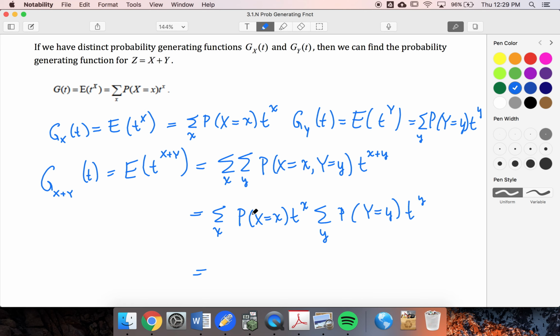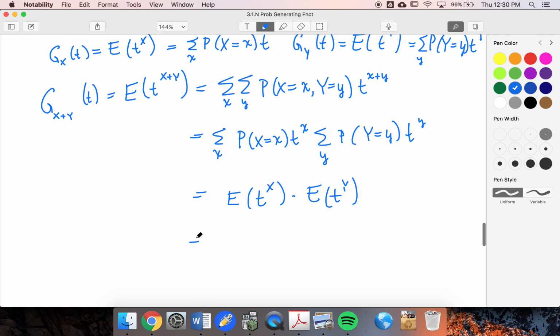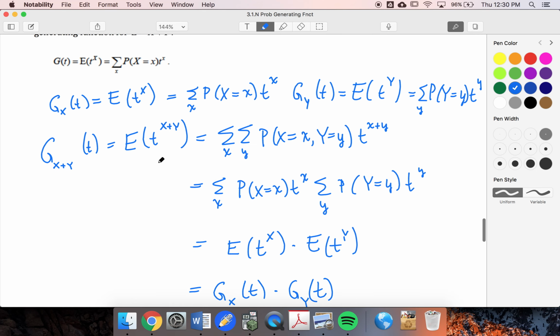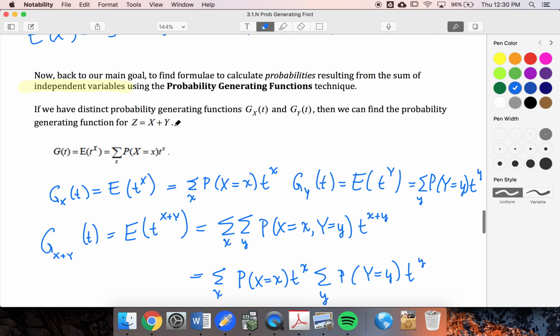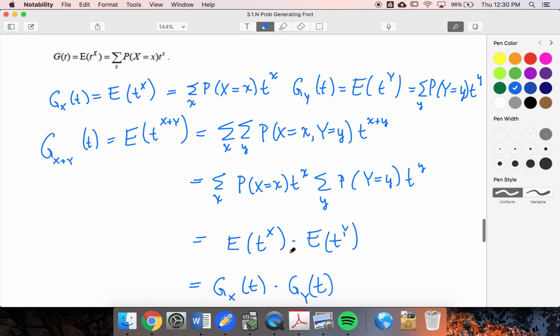Well, this is the same as E of t to the x times E of t to the y, which of course is the generating function for x times the generating function for y. So if I have two independent probabilities, then if I want to find the sum of their probabilities, I multiply their generating functions.